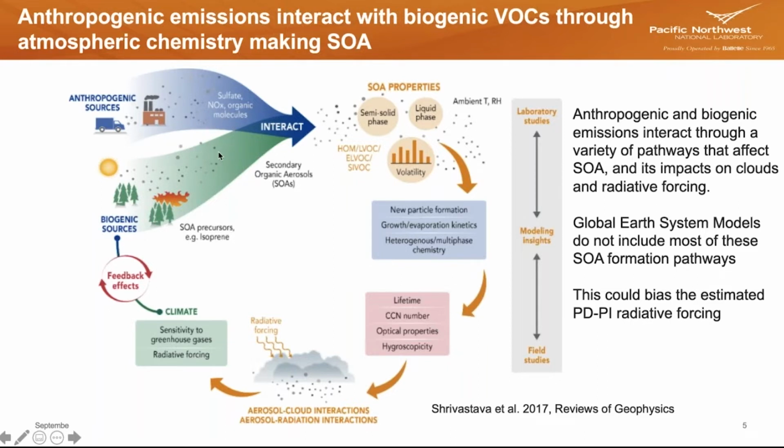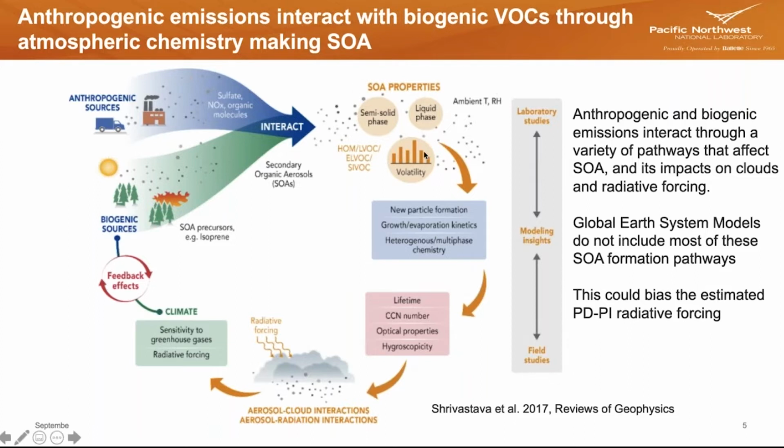So understanding the interactions between biogenic emissions and anthropogenic sources has been one of the key questions in atmospheric chemistry and science for decades. And what it really means is that it's the interactions which we really want to understand, because then that changes the phase state of SOA. So SOA can exist as a liquid in some portions of the atmosphere, but also as a semi-solid and solid, which has implications for whether it acts as a CCN or ice nuclei in the atmosphere.